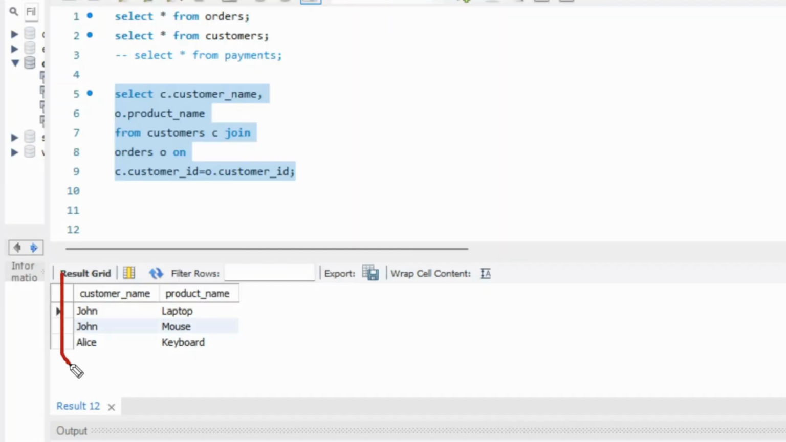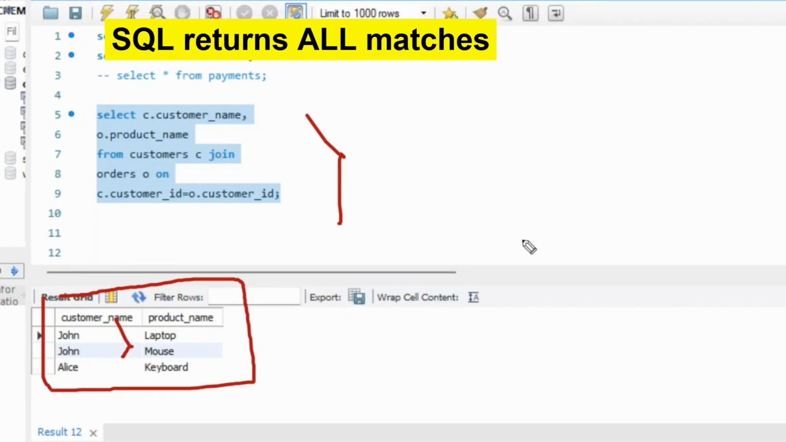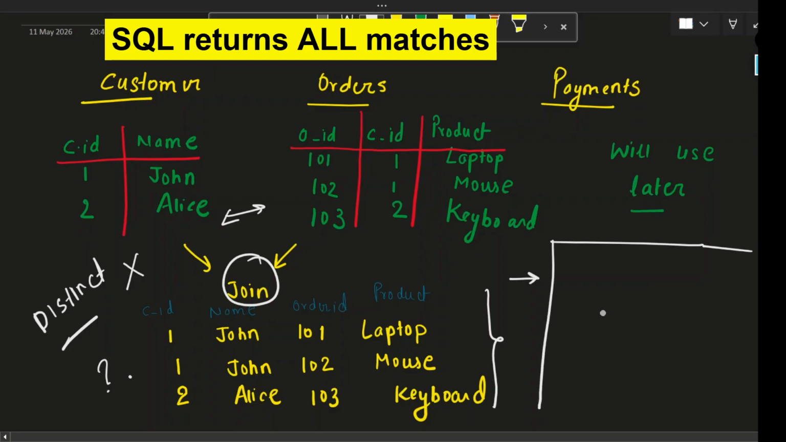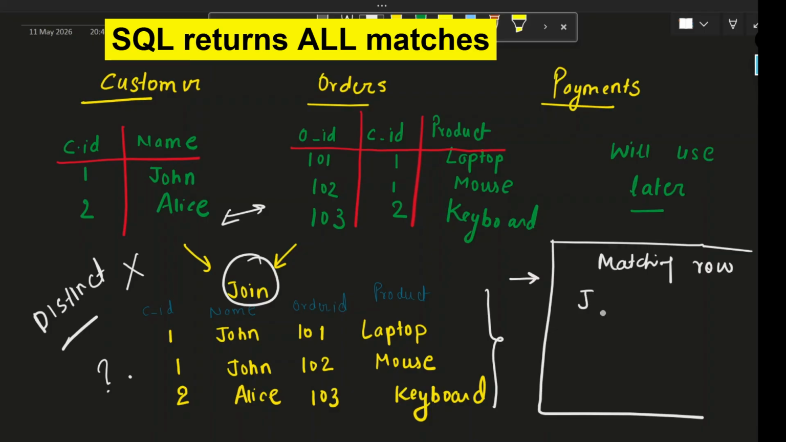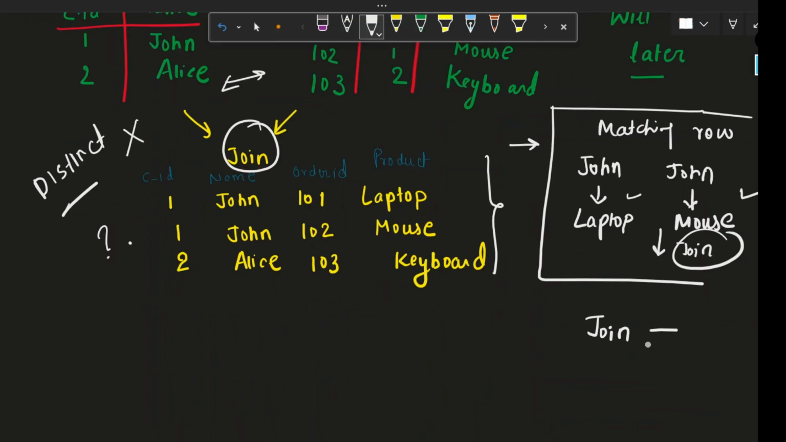Now let's join them. Beginners will usually look at this output and think, wait, why is John duplicated here? But SQL is not randomly duplicating the data. It is simply matching the rows because we have done the join operation here. Let's try to visualize this. So here is the key idea. SQL joins return the matching rows because John buys laptop and John buys mouse too. So John matches laptop and John matches mouse too. When we do the join, SQL will create 2 rows.